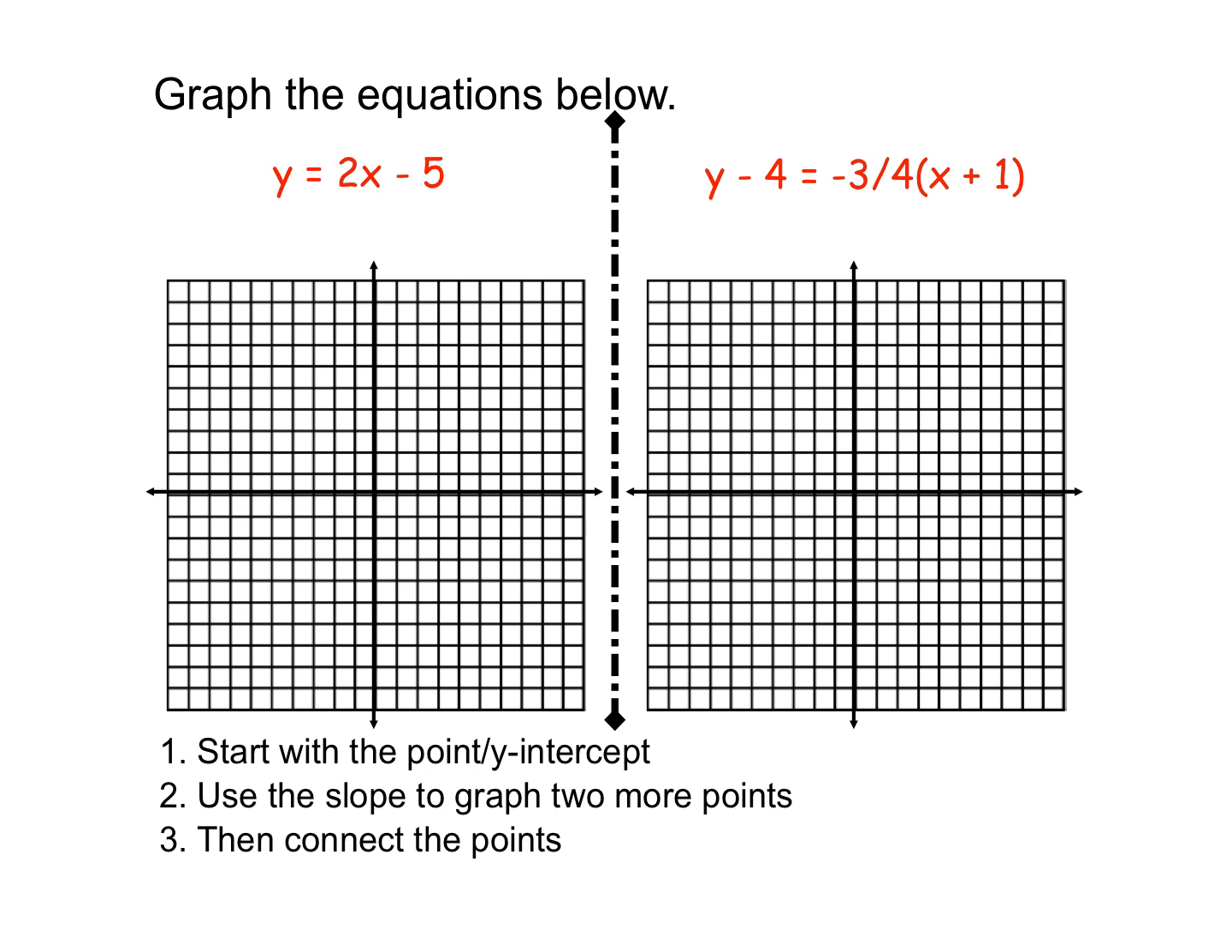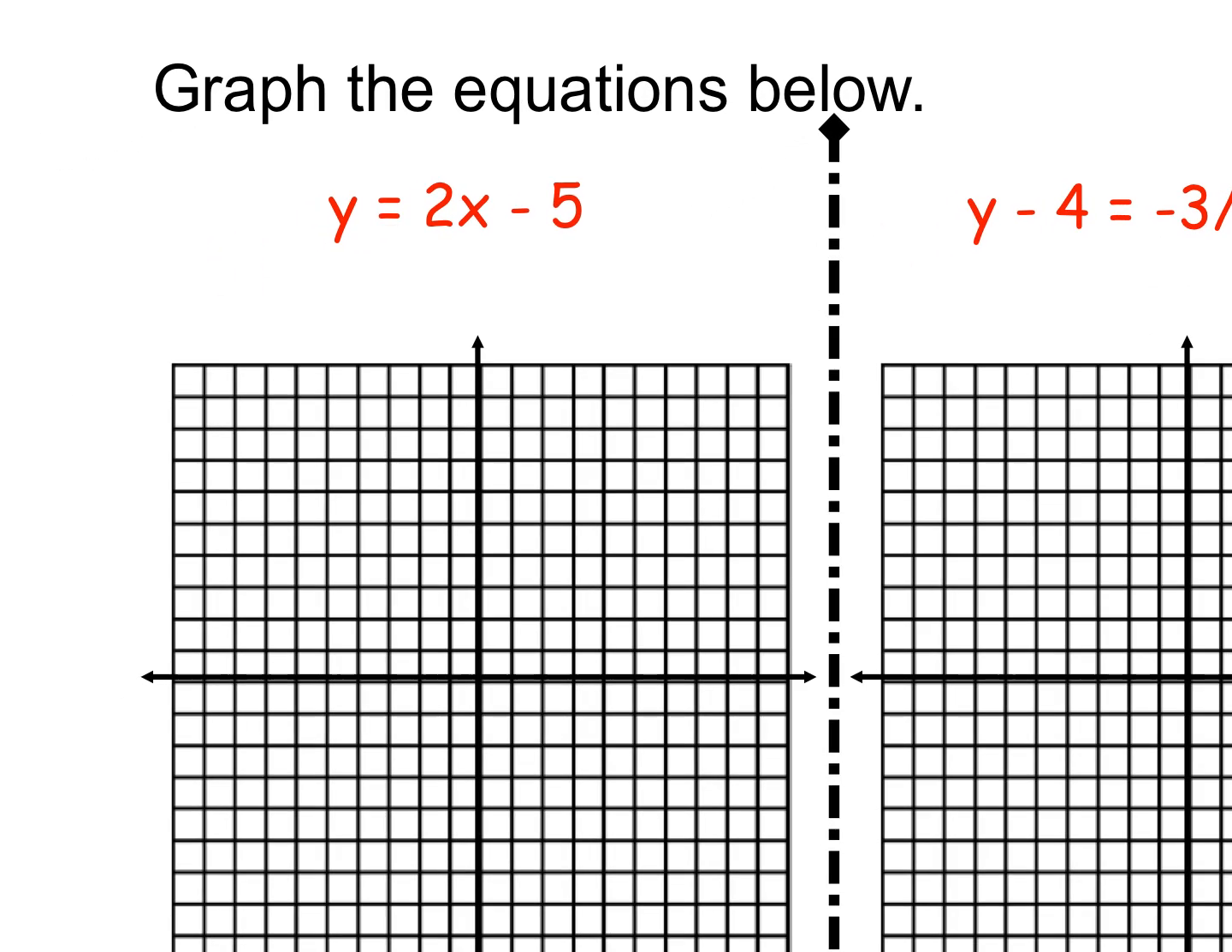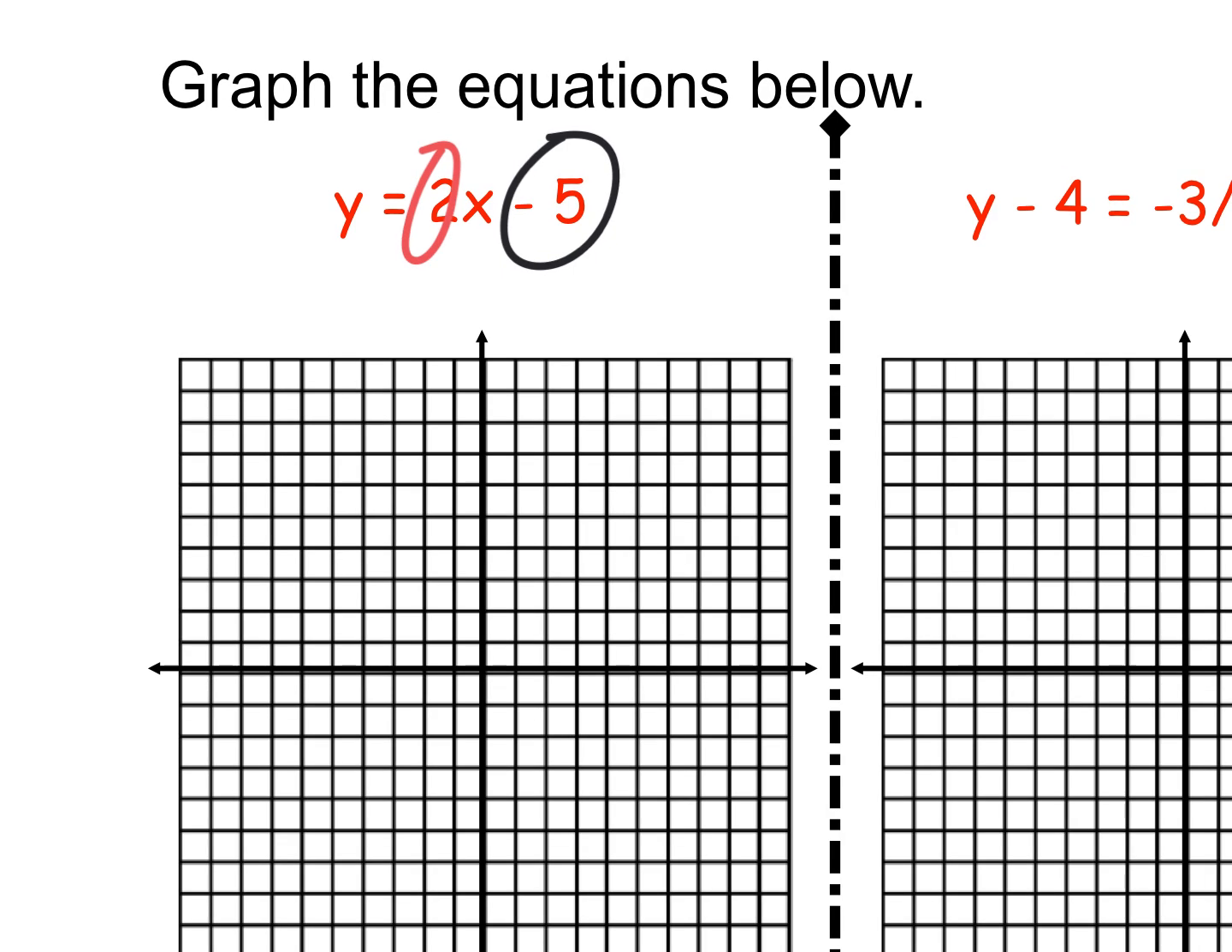So if you had to graph this, do you see a slope? Do you see a point? Ooh, that's a special kind of a point. It's called a y-intercept. Graph it.